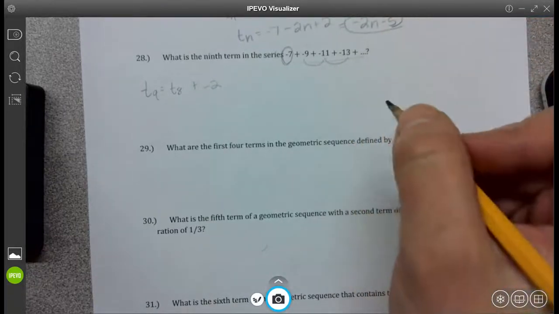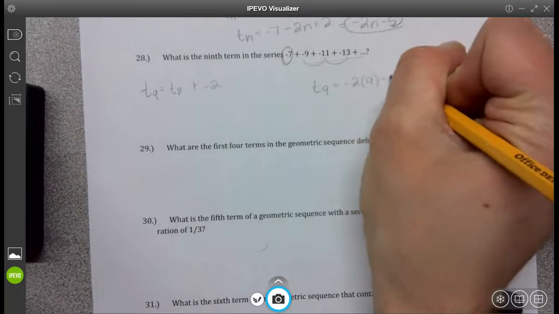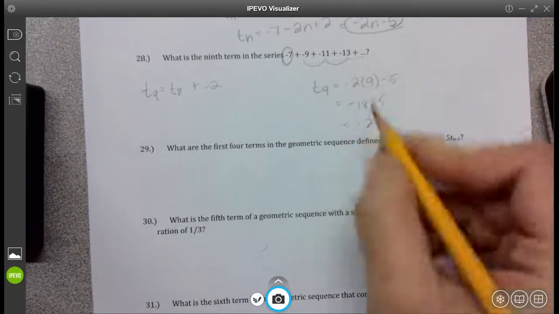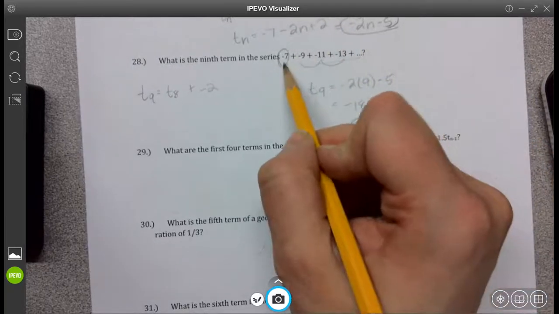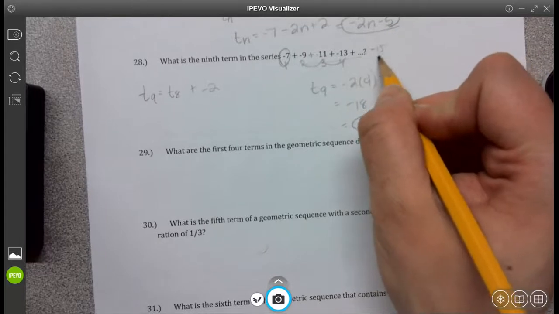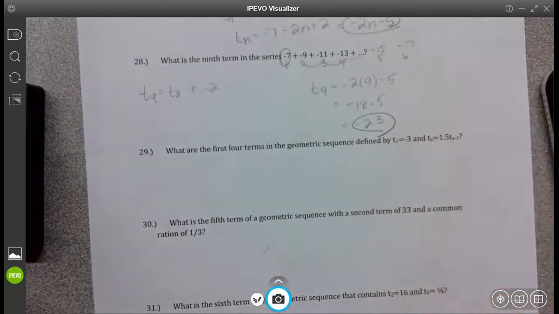And they want the 9th term. So you're going to plug a 9 in. And you get -23. Do you have to do this? No. You go first term, second term, third term, fourth term, fifth term, sixth term, and you could just go and find the 9th term. That might actually even be easier.